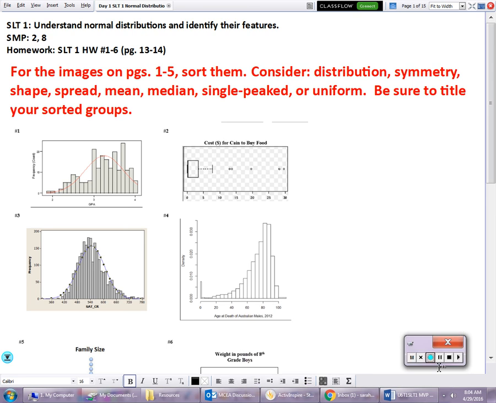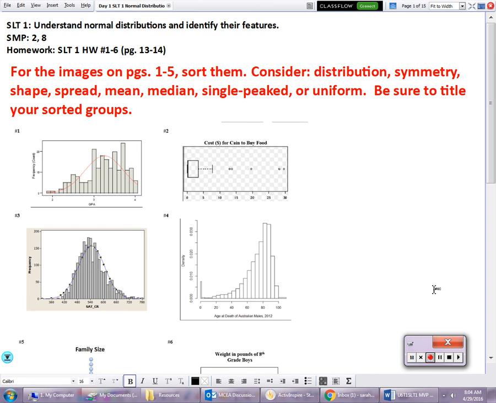Okay, so we are going to start our unit today on inferences and conclusions from data, and this first topic focuses on normal distribution curves. So everyone open up your new packet, and you see there's a series of images on pages 1 through 5.